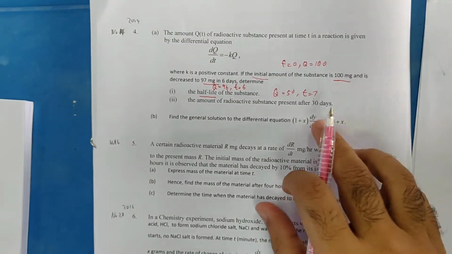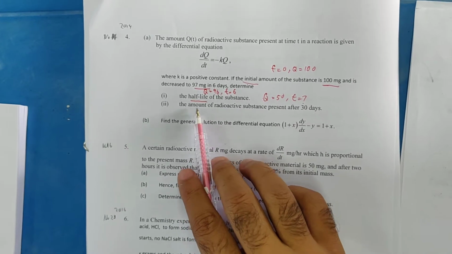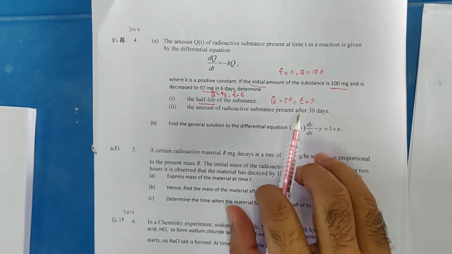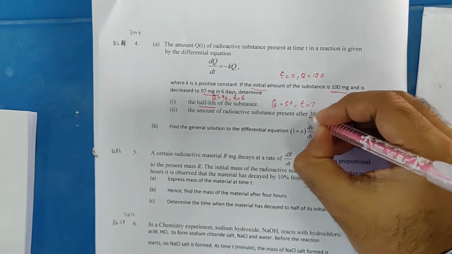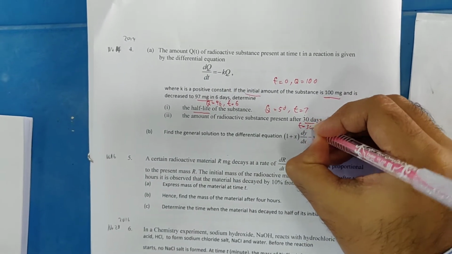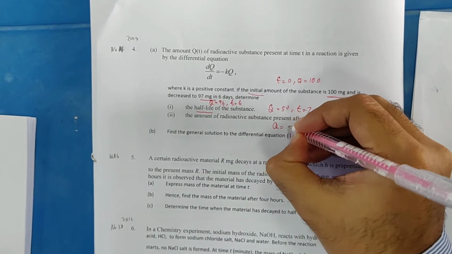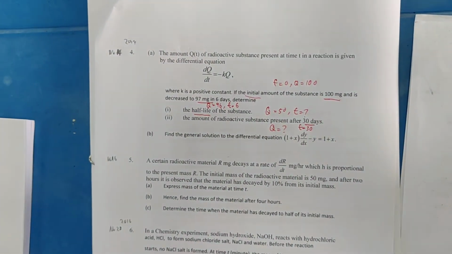Right? That's half-life. And you go further, you can determine the amount of radioactive substance after 30 days. So 30 days means T equals 30. And we want to find the amount, so it will be Q. This is what we are trying to find.